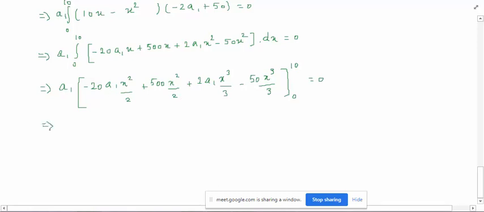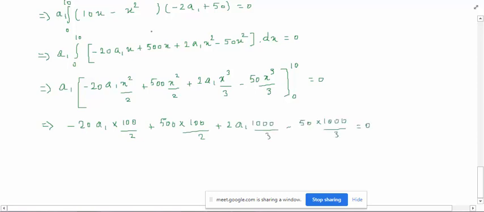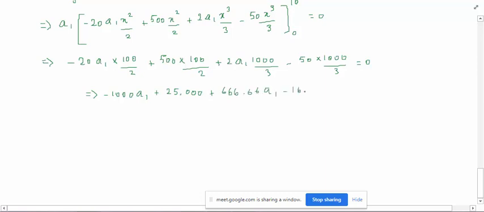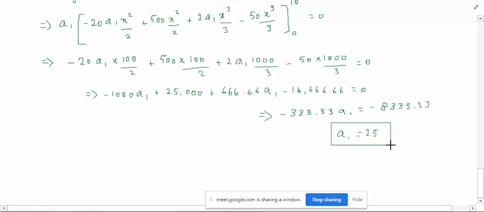We can make this a1 term 0 at the lower limit, because it is a constant value. For other x values we have to substitute 10. If you substitute 10 in the value of x, you will get this equation, and simplify the total equation. So minus 1000 a1 plus 25000 plus, if you simplify this, 666.6 a1 minus 16666.6. From this we can again find the value of a1 is equal to 25.